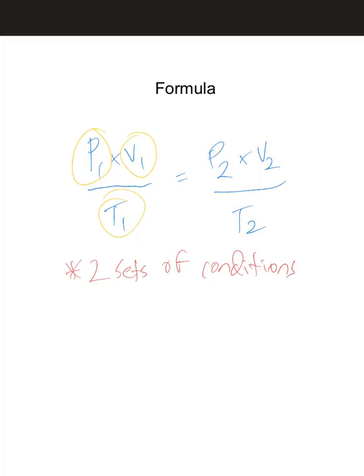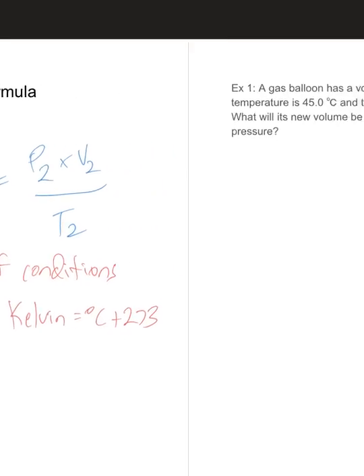Another thing to remember is that the temperature, just like with our other gas laws, has to be in Kelvin. And the way we get Kelvin is we add 273 to our degrees Celsius. So that's the basic formula for the combined gas law. Now let's do a couple of practice problems.